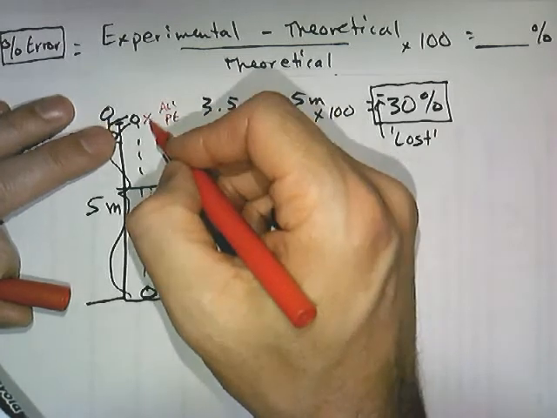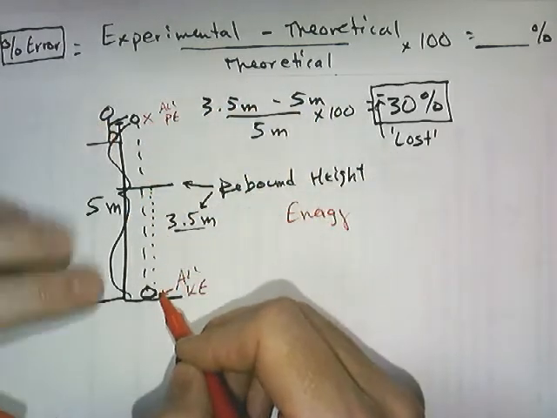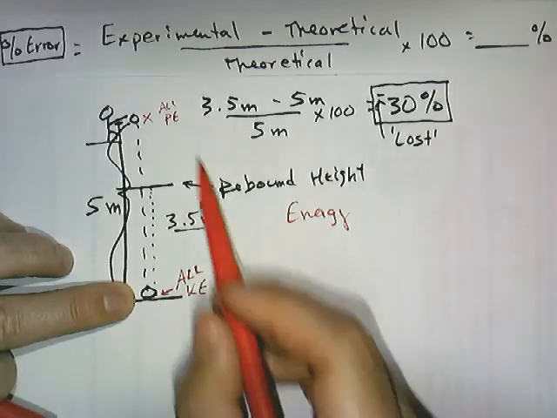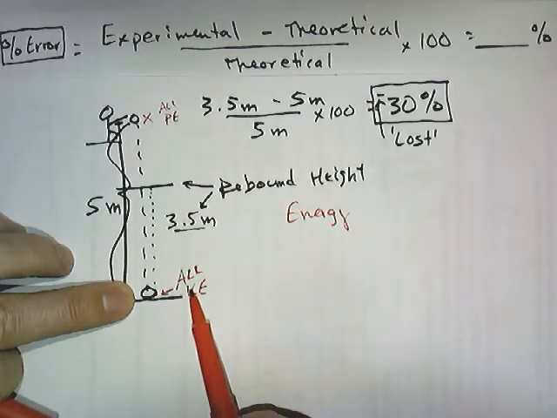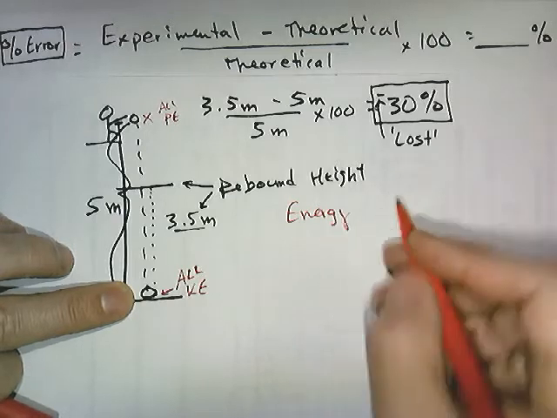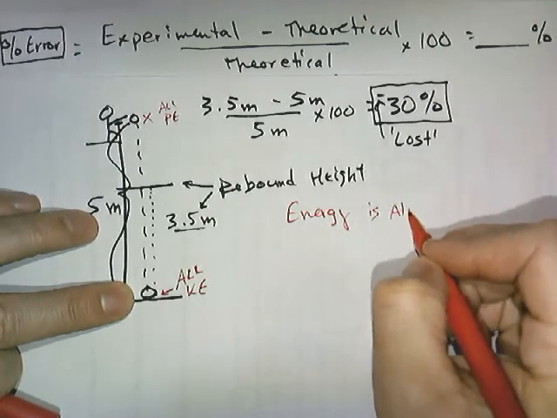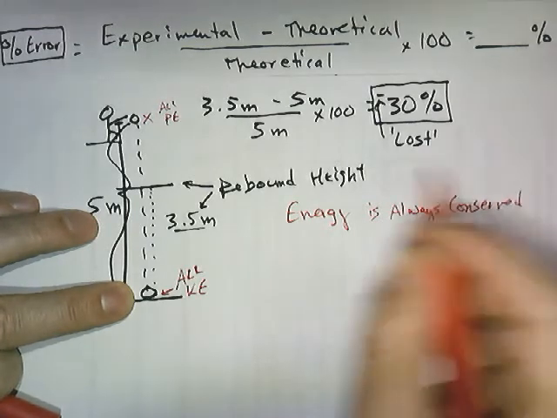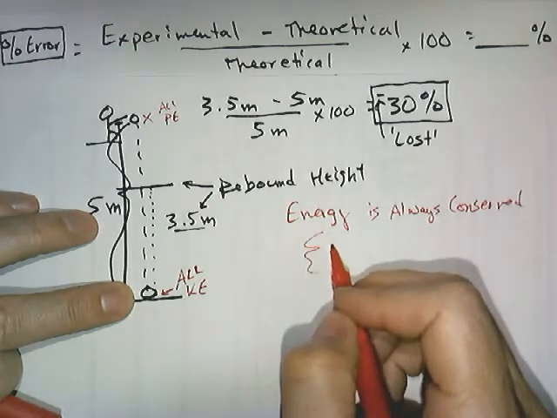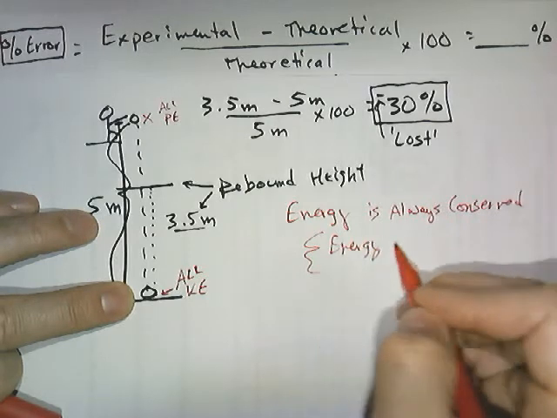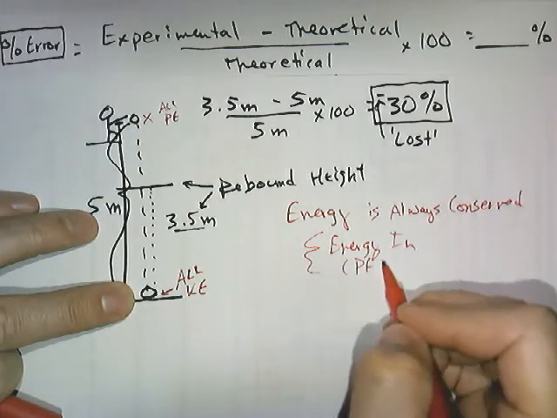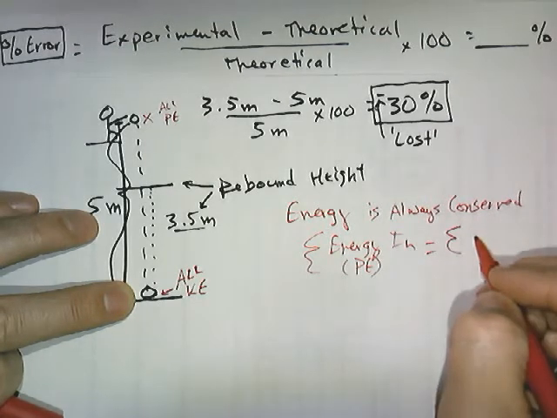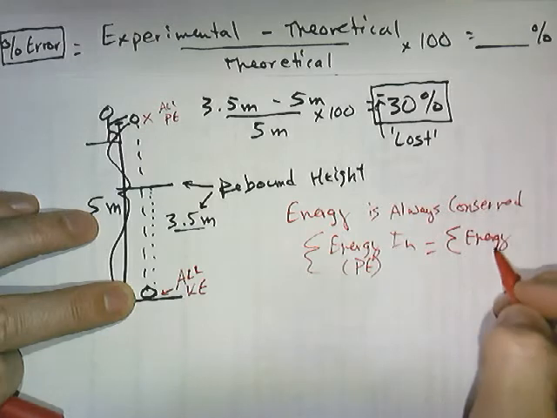Right? As it falls, it's speeding up, speeding up, speeding up, boom, until right here, the instant before it hits, it's all kinetic energy. The potential energy was transformed into kinetic energy. But the principle says that energy is always conserved. In other words, the sum of the energy in, in the form of PE, must equal the sum of my energy out.